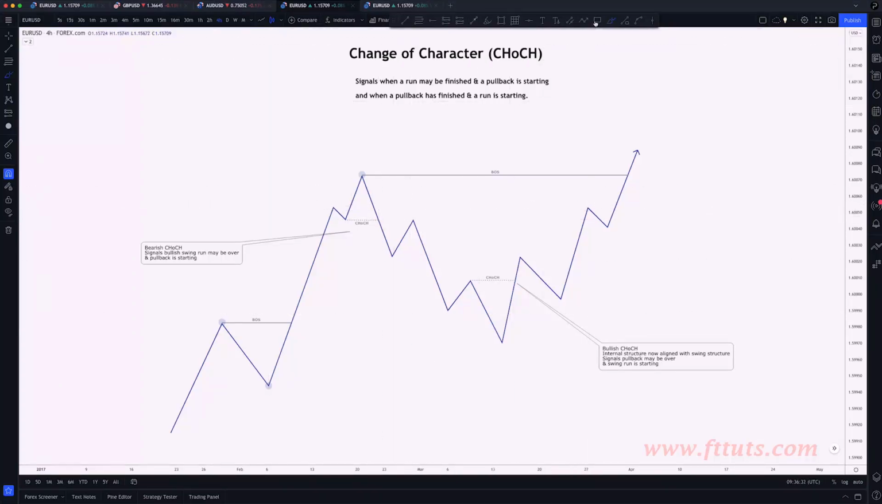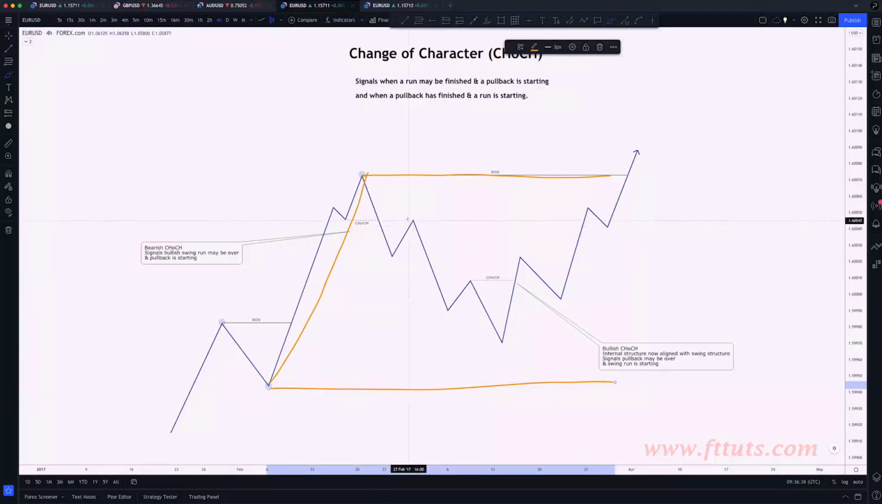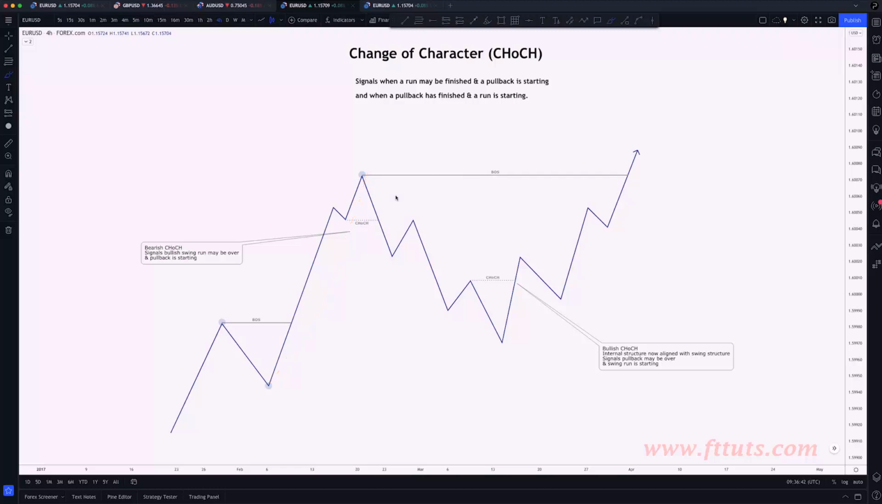Well, this is where change of character becomes really handy, where essentially this is all one swing leg up, okay? So we're now playing within this next range and we want to know, can we play that pullback, right? If we see this minor low get taken out and we get that first sign of weakness, that change of character where that minor low gets taken out and we get that internal lower low, now the internal structure is bearish, and that is in line with trading a pullback, right? So now we can trade that pullback.